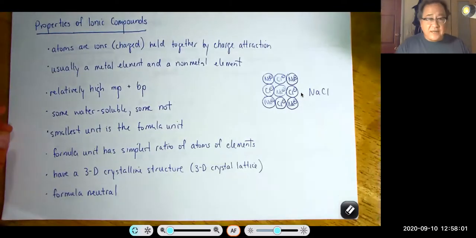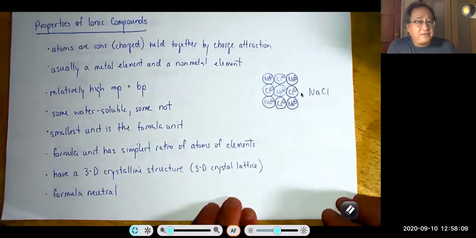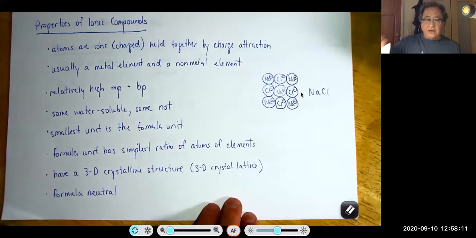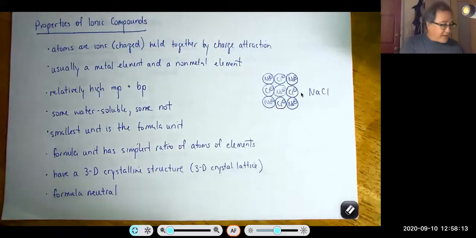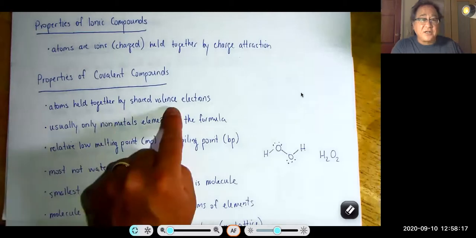We're continuing now. Actually, we're not going to continue with molecular compounds. In contrast to molecular compounds, we're going to look at properties of ionic compounds. So let's take a look here. I'm going to put that list back up, and we're going to see here we have the atoms are held together by shared valence electrons.